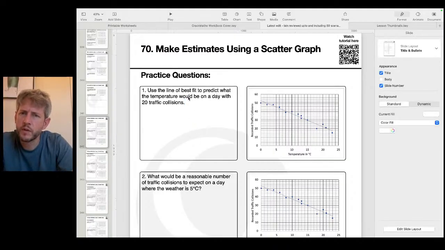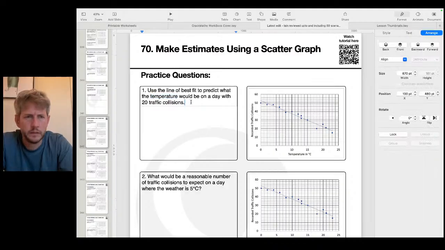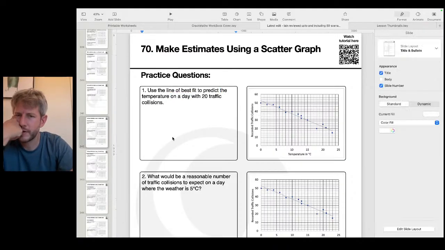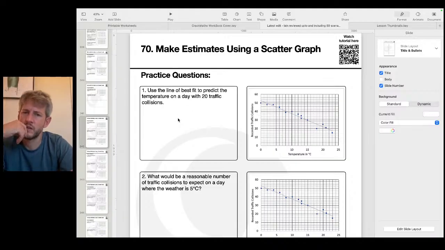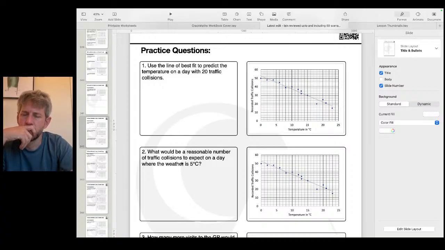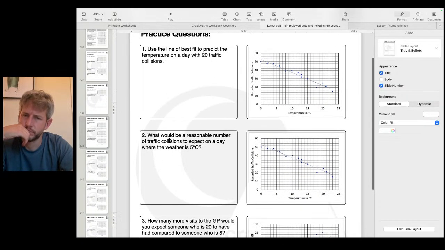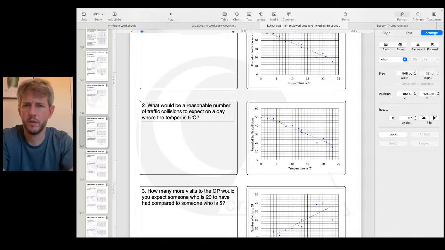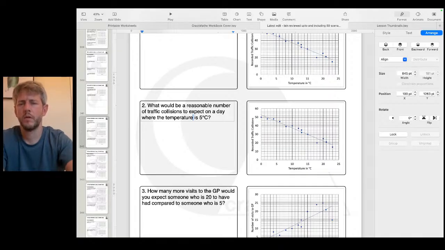Use the line of best fit to predict the temperature on a day with 20 traffic collisions. What would be a reasonable number?